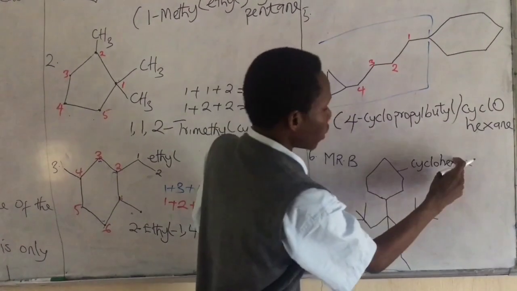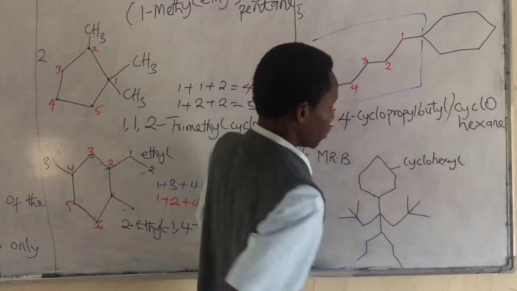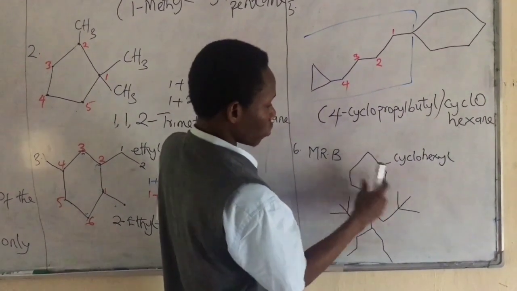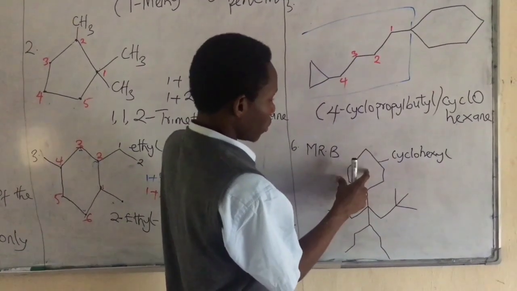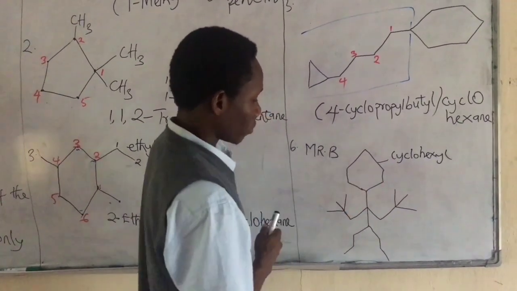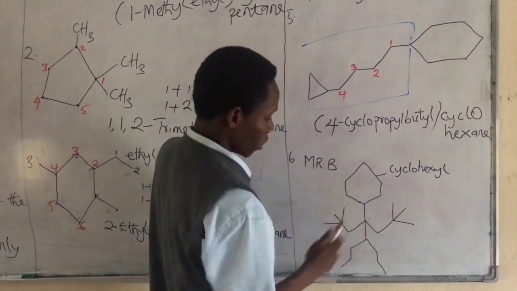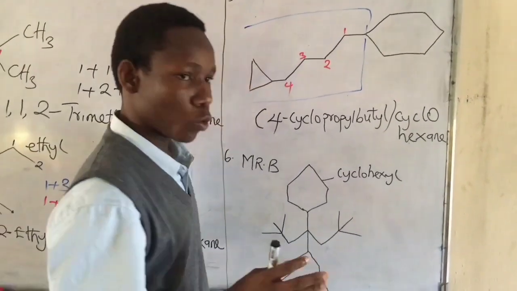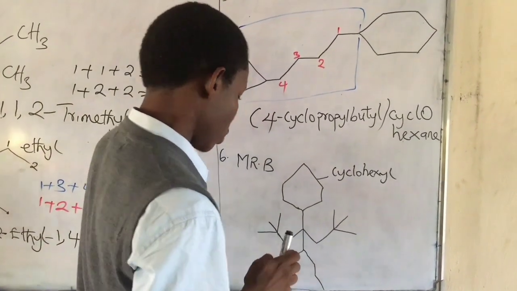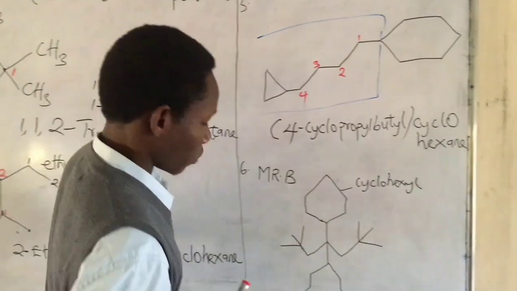Or let's put it cyclohexyl, because it might end up being the substituent as I'm seeing it. Hexyl. It is not the longest chain, so let's call it cyclohexyl. Mr. B has cyclohexyl as its head. It has legs and hands. So the next thing we are going to do is to look for the longest chain. Let's use our red marker to look for the longest chain.